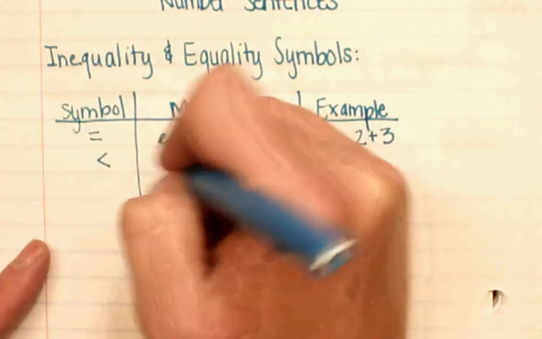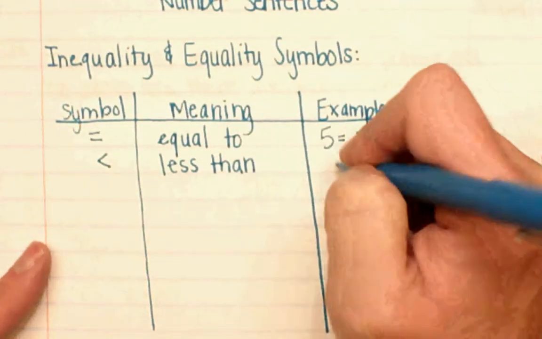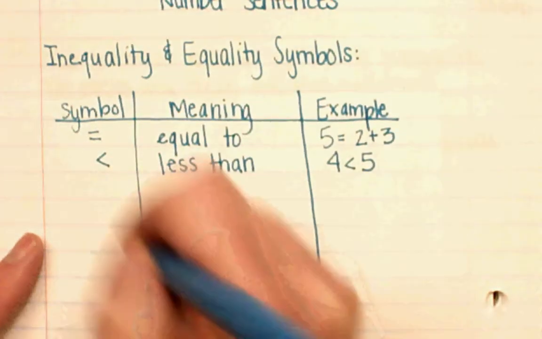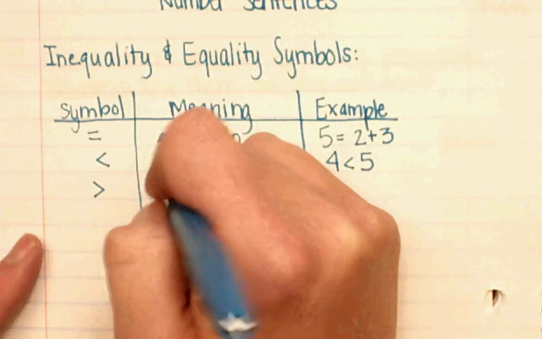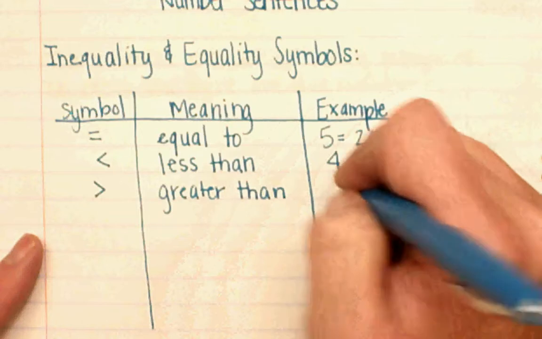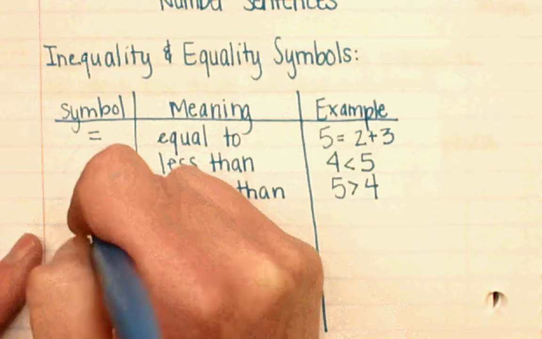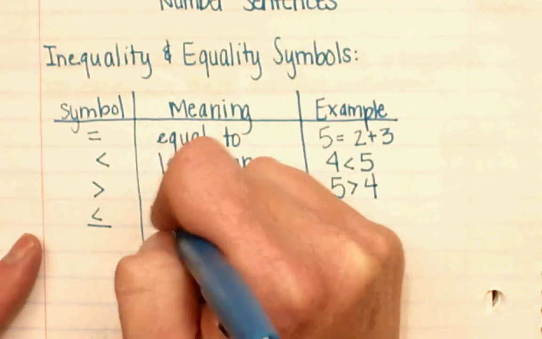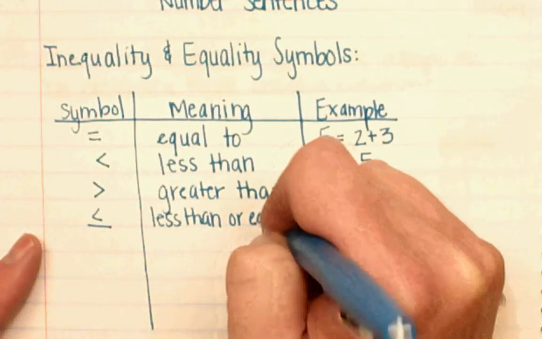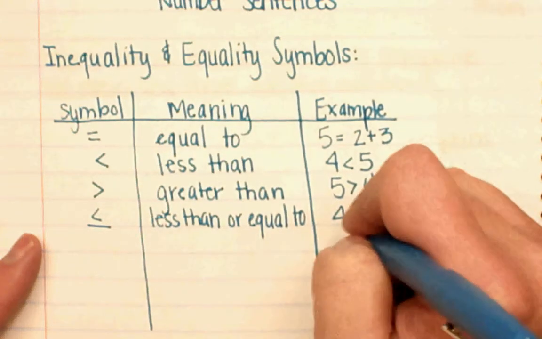Then there's this one, which means less than. And an example would be 4 is less than 5. And then we have this one, which means greater than. Example would be 5 is greater than 4. And then we have this one, which means less than or equal to. An example would be 4 is less than or equal to 5.